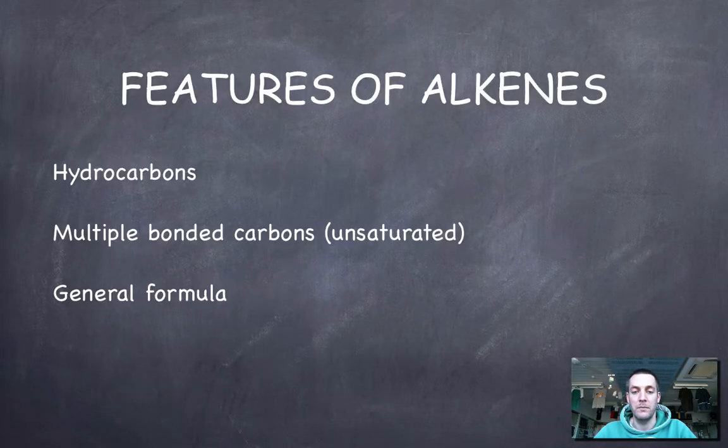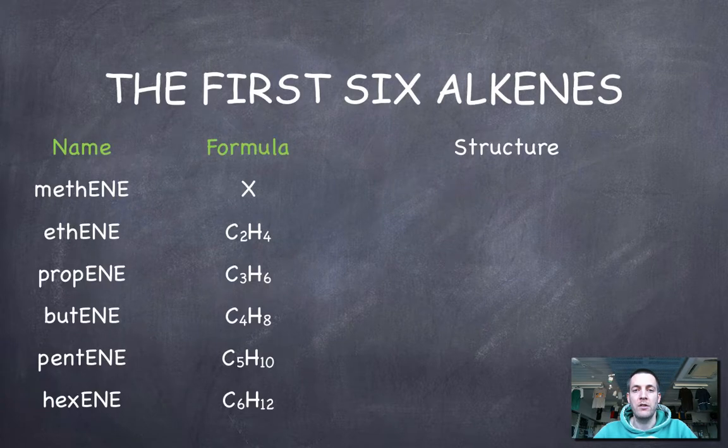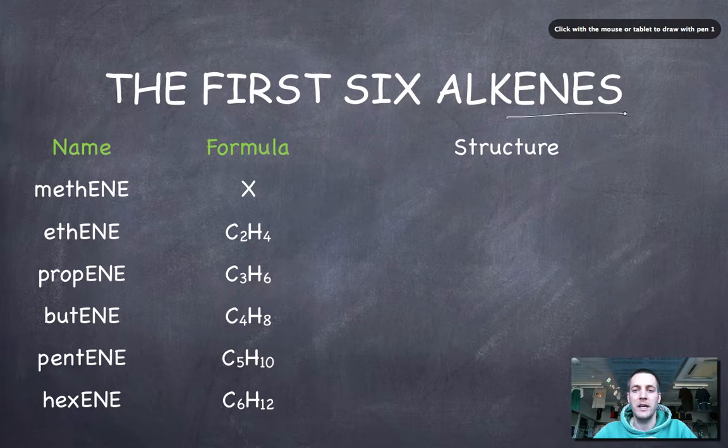Could have more than 1. Here are the first 6. Well, really, it's the first 5, because the first one doesn't exist. The prefixes are the same as before, so I've put in capitals the suffix, the ending of the names. Because these are alkenes, they all end in -ene, whereas the alkanes ended in -ane. Once again, you can see that they've got the first 6 prefixes: meth, eth, prop, but, pent, and hex.